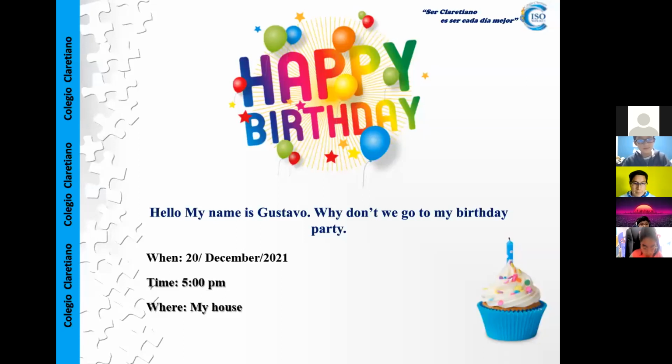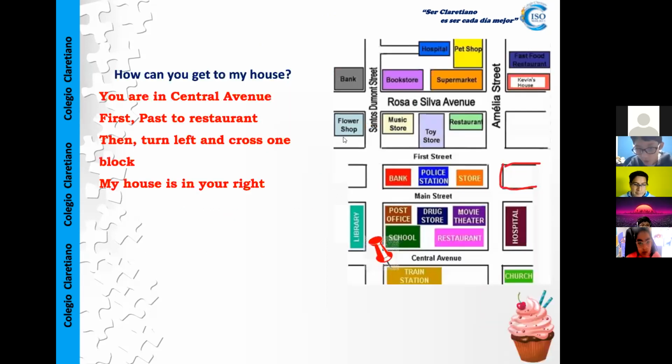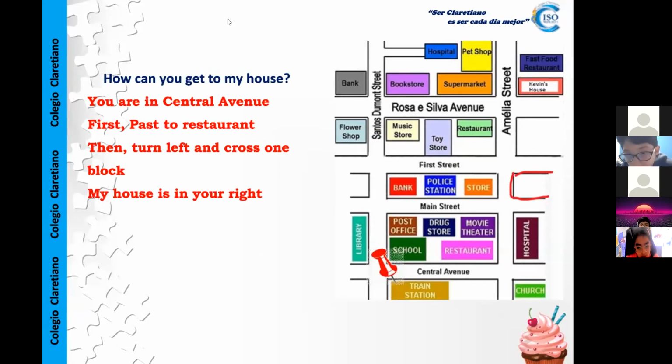Hello, my name is Gustavo. Why don't we go to my birthday party? When? December 15, February 8. Time, 8 p.m. Where? My house. How can you get to my house? First, you are in the Central Avenue. First, pass the restaurants. Then, turn left and go one block. My house is on your right. Thank you for your attention.